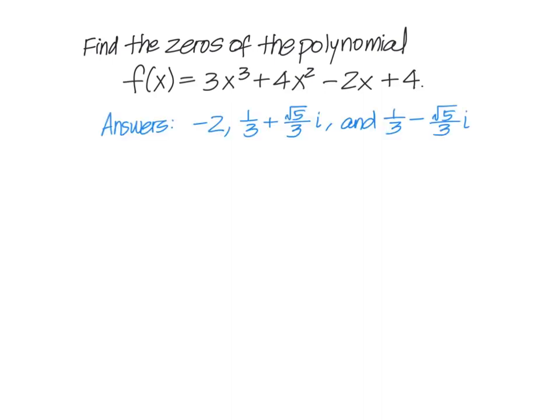Alright, here are the 3 solutions. Negative 2, 1/3 plus root 5 over 3i, and 1/3 minus root 5 over 3i. Alright, like the previous example, I will be expecting to see your work with this problem. Not just the answers, but I want you to show your work so that I can see that you actually worked it out. Alright, hope you got the right answer.